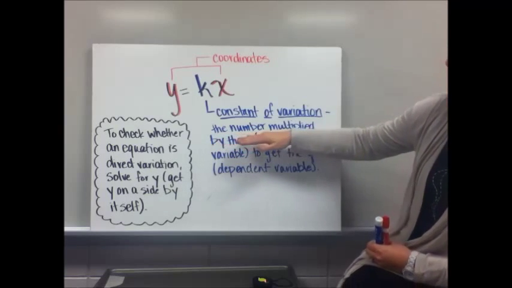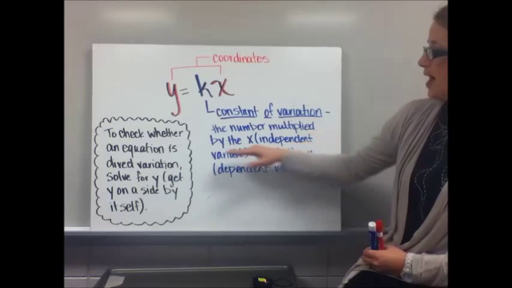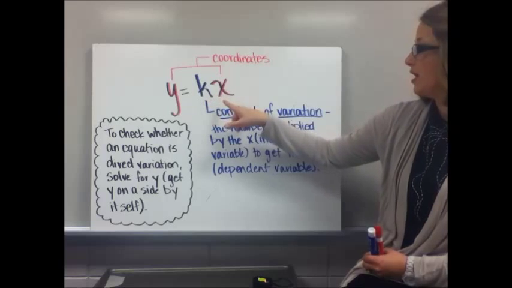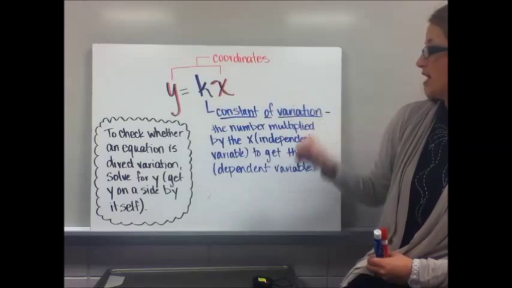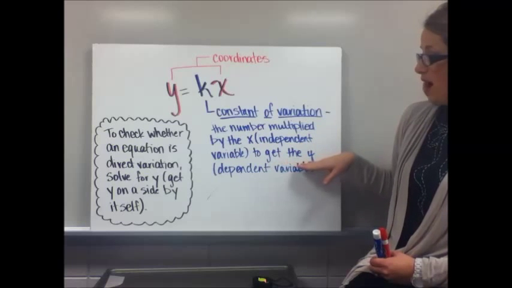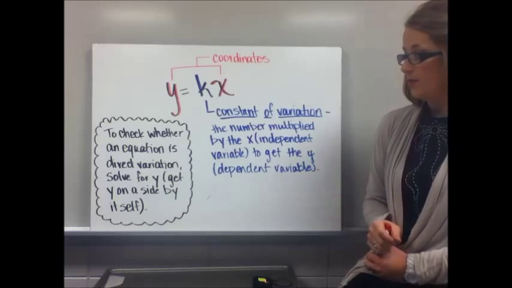So the constant of variation is the number multiplied by the x. They're side by side. K is going to look like a number. It's being multiplied because they're side by side. It's multiplied by x, the independent variable, to get the y value, the dependent variable.